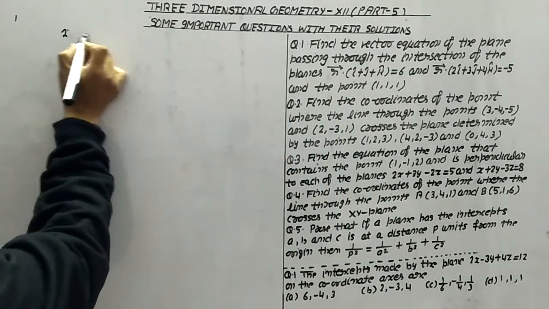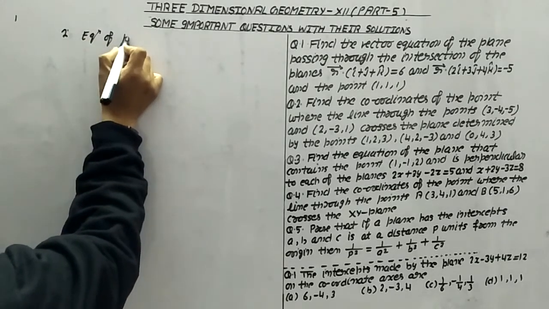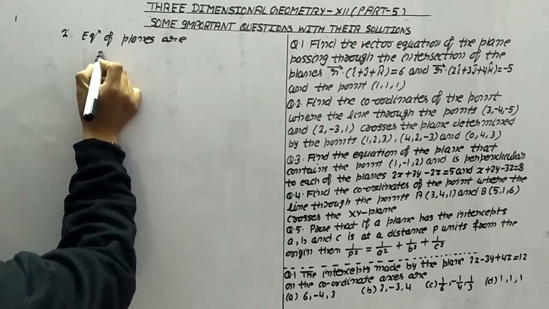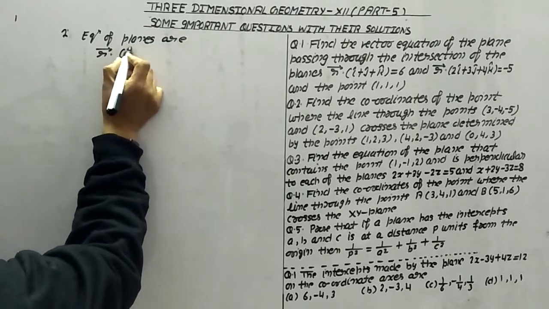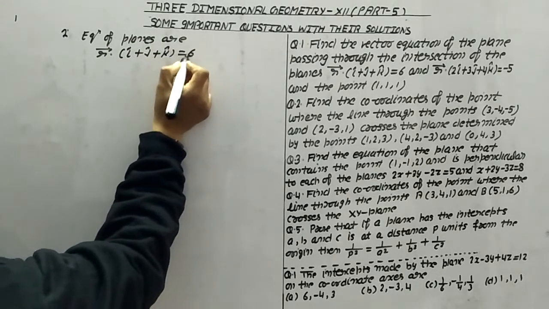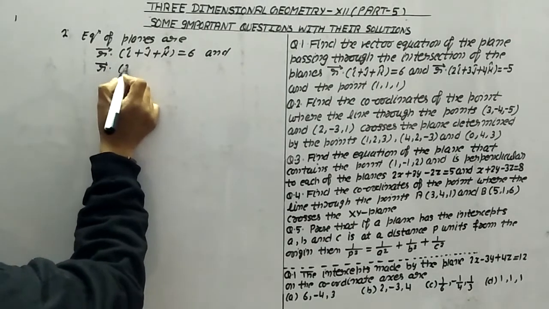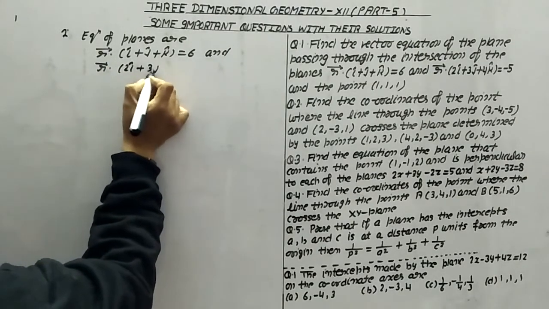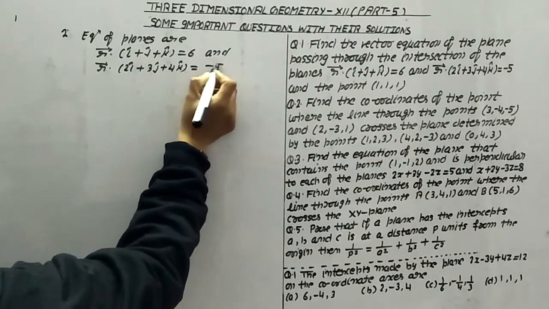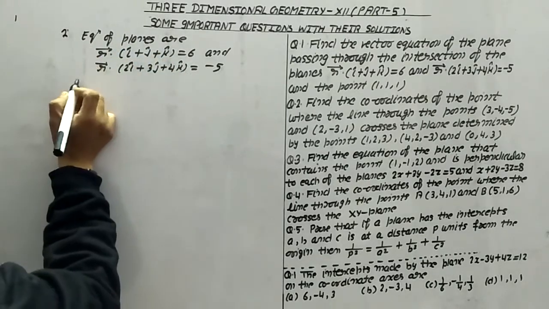So first of all, the equations of the planes are: vector r dot (i + j + k cap) is equal to 6, and vector r dot (2i + 3j + 4k) is equal to minus 5. First of all, we will convert these two equations into Cartesian form.